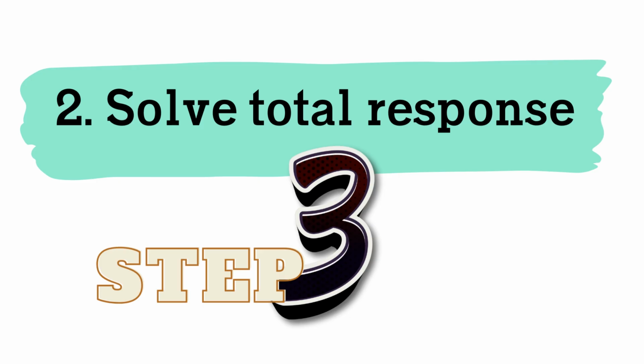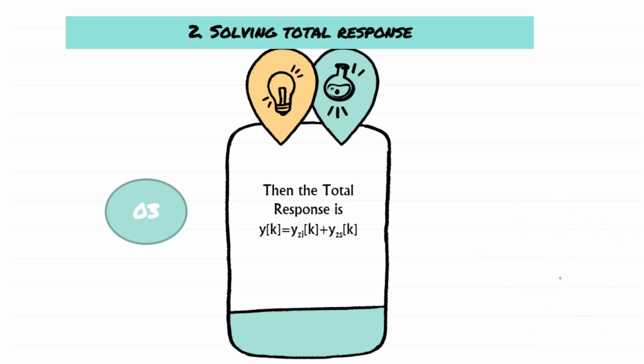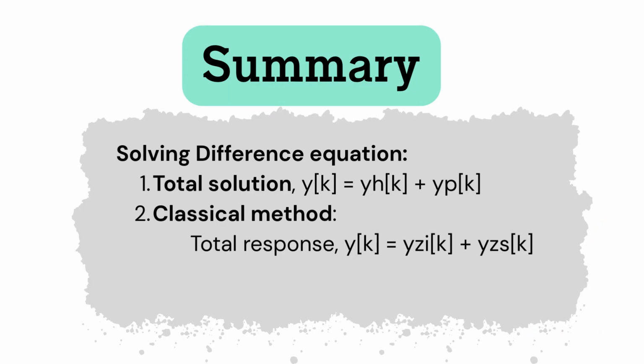Finally, at step 3, you need to find the total response. We can get the total response by adding the zero input and zero state response. As a summary, we can solve difference equations in digital signal processing by using the total solution and classical methods to get the total response of the system.